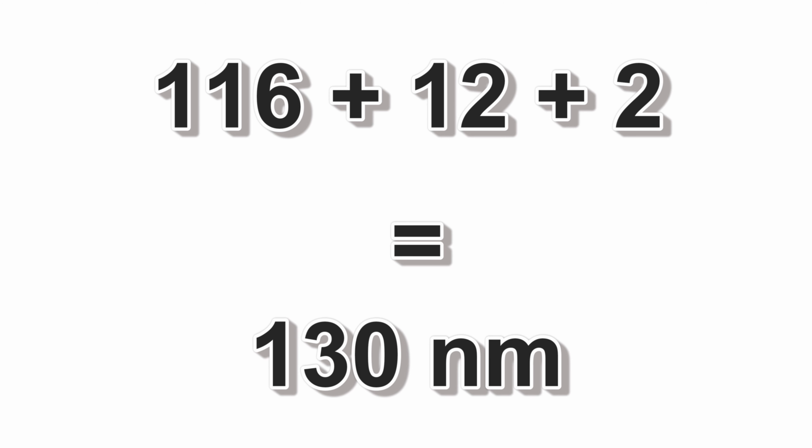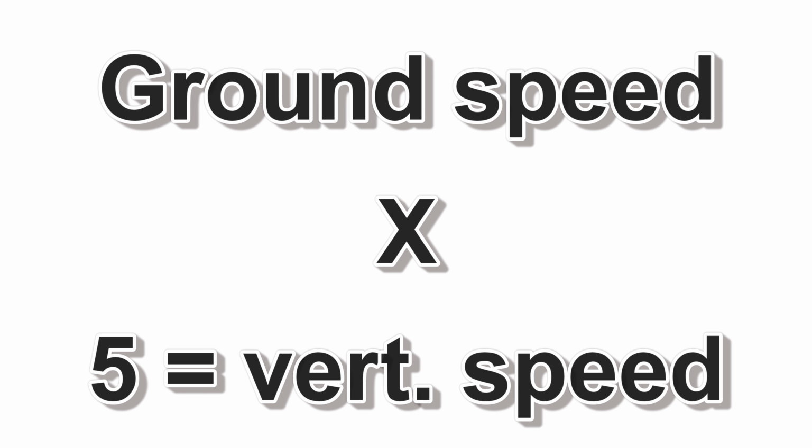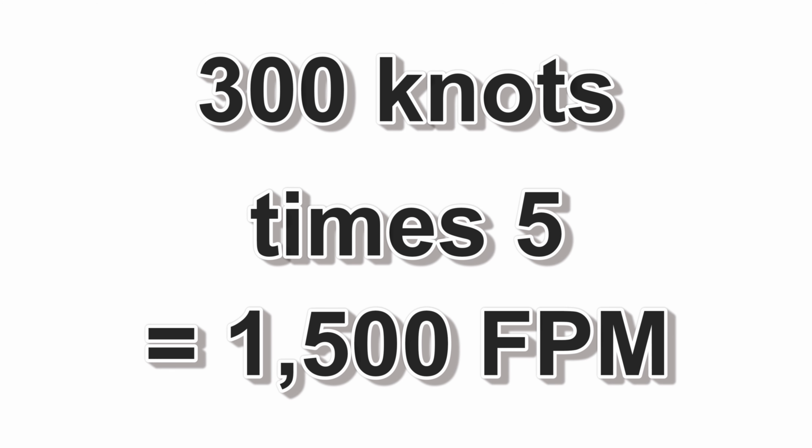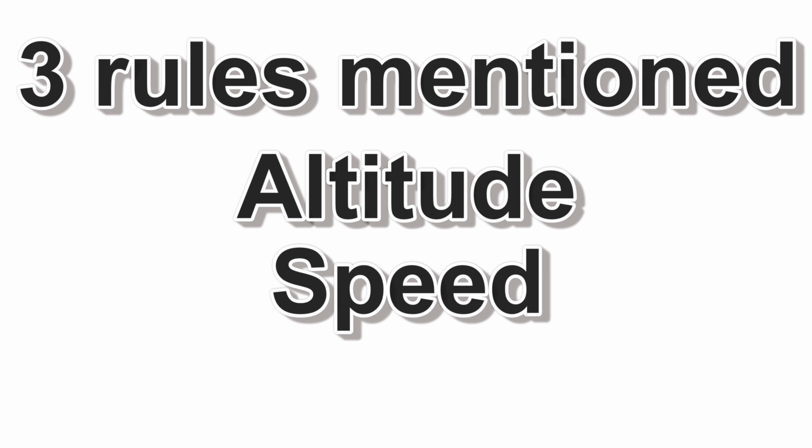Another good rule of thumb is to take your ground speed and multiply it by 5, and that will be your vertical speed when you are descending. So if my ground speed was 300 knots times 5 equals 1500 feet per minute that I should be descending to maintain a 3-degree glide slope. The best method to use though is the 3 rules above using altitude, speed, and wind.